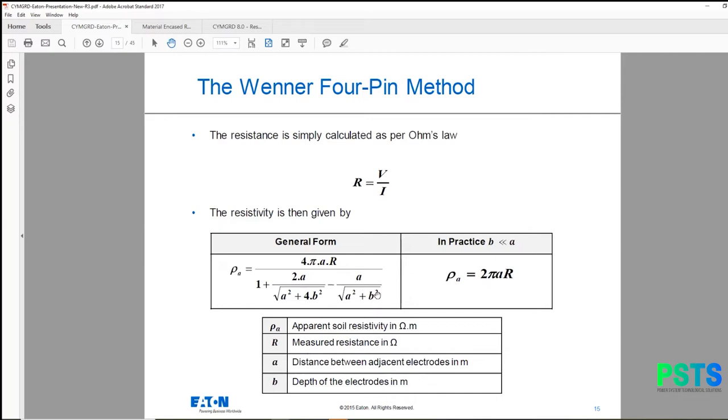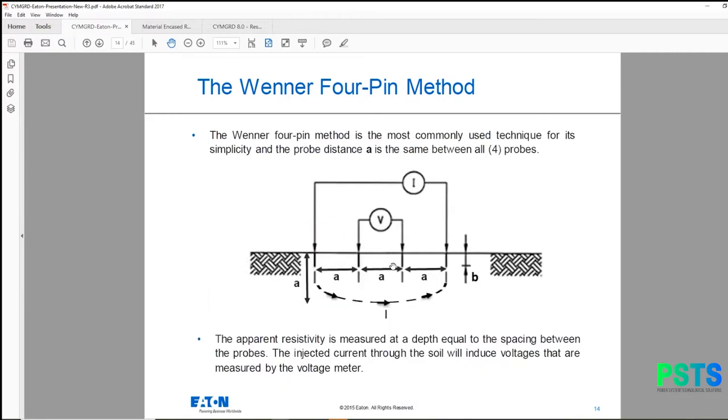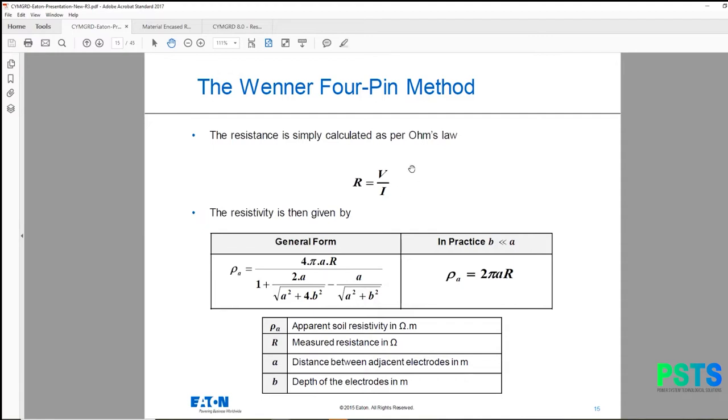If you plug in those numbers, you see that since B is much less than A, the term below, 1 plus 2a over the square root of a squared plus 4b squared, becomes 1 plus 2a, this one you neglect, becomes a squared, so the square root of a squared is a. So 1 plus 2a over a, minus a over a, is 1 plus 2 minus 1. So we're left with 2. 4 pi aR over 2 is 2 pi aR. So the resistivity in this method is very simply 2 times pi times the distance times the resistance, which is V over I.